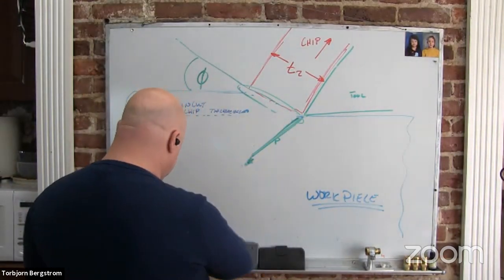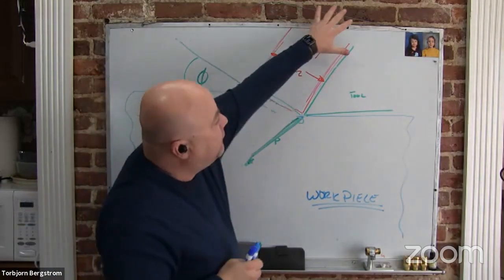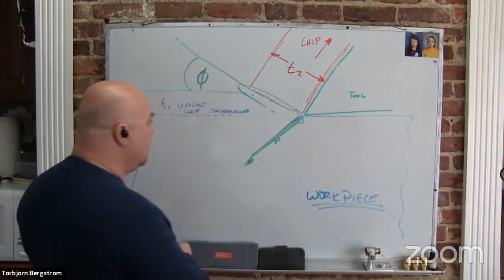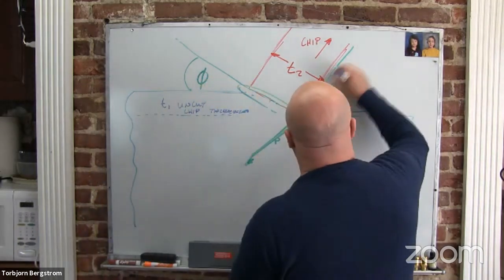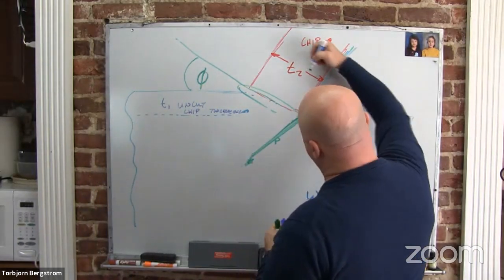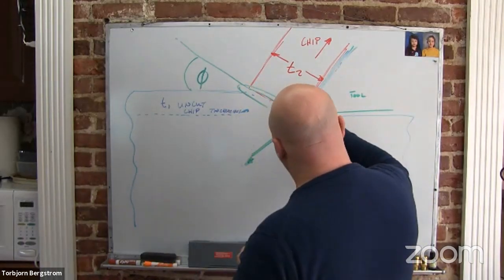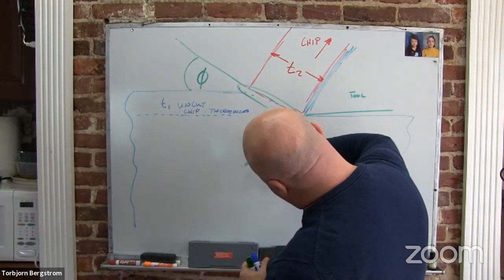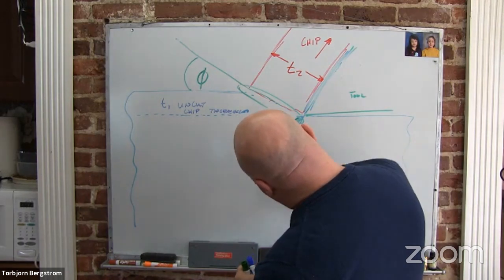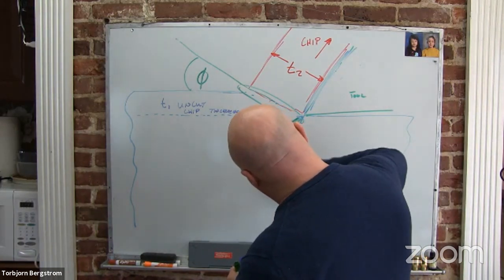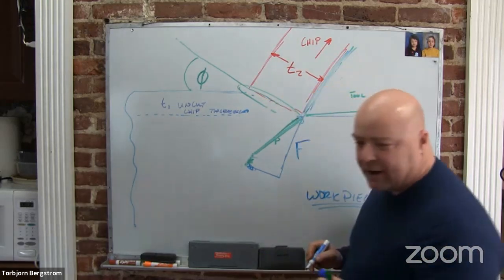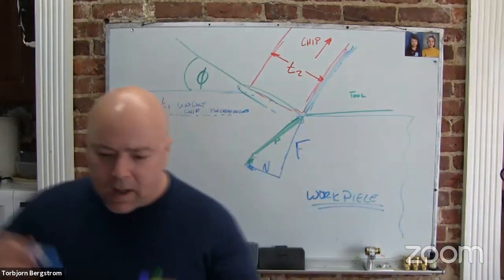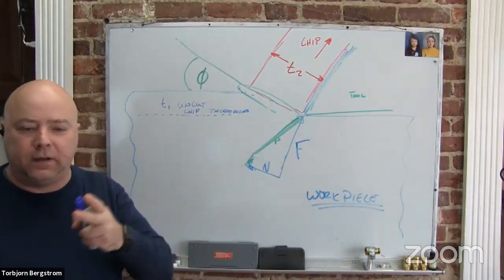Because this chip slides along the rake face of the tool, as the chip slides along that rake face of the tool, it makes friction, right? And so it makes friction here at that tool chip interface. And that friction force adds together with the normal force to equal P. So this is friction force. We use F for friction force and N for normal force. And so these are the three force systems that we care about.